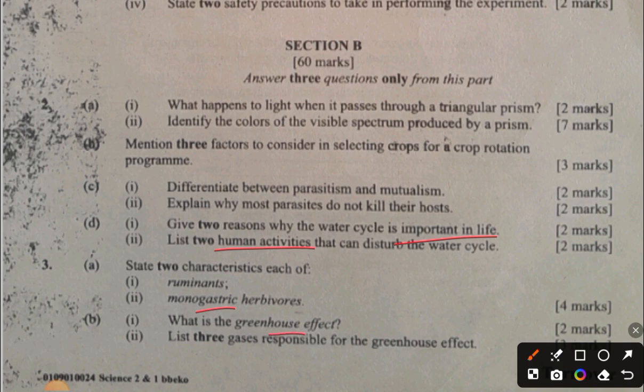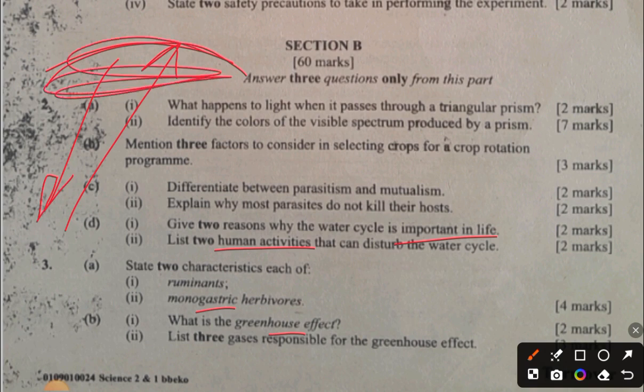Then the B says, what is the greenhouse effect? The greenhouse effect is a process whereby radiation from the sun is absorbed by greenhouse gases and is not reflected back into space. When the radiation hits the earth, it's supposed to go back into space, but these greenhouse gases form an arc. You know what an arc is? It's something like this. So when the radiation hits the earth, it's supposed to return, but it's not able to return because of these greenhouse gases. The trapped radiation in the atmosphere warms the planet and leads to global warming.